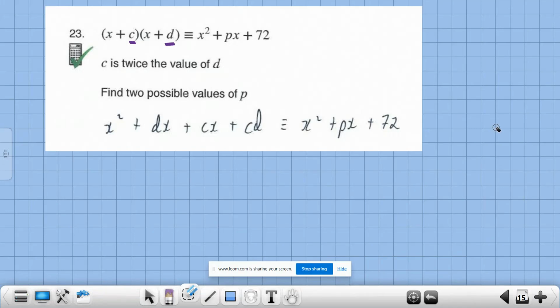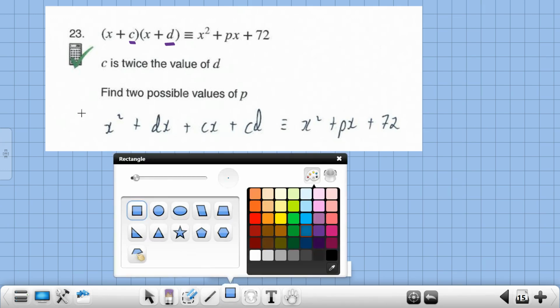Okay, so we have (x + c)(x + d) = x² + px + 72. And we are told that c is twice the value of d. Find two possible values of p. So there is a lot more to this question than when you first look at it.